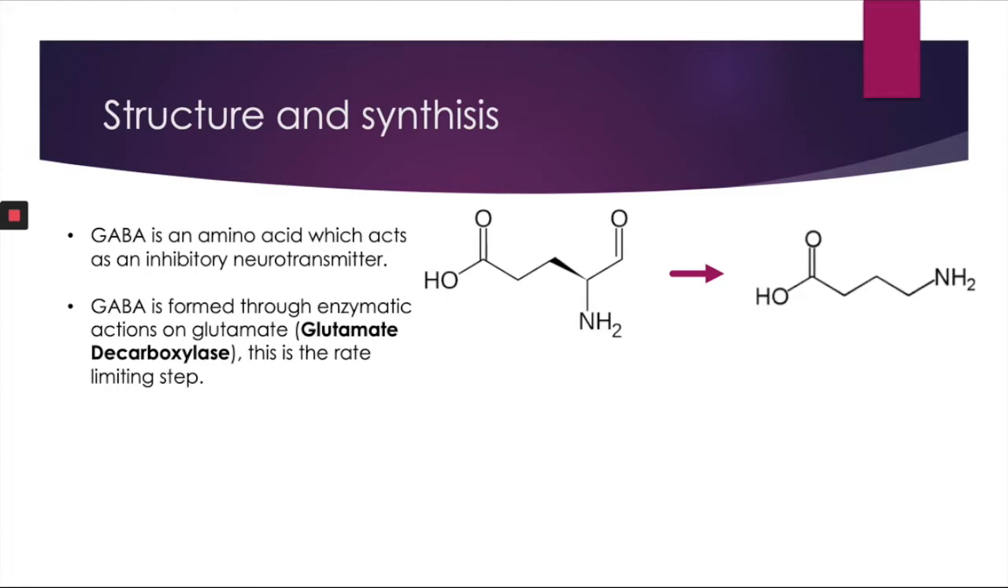GABA is made by a chemical process derived from cellular respiration. Specifically, it starts with alpha-ketoglutarate of the Krebs cycle, which is also known as the citric acid cycle. Alpha-ketoglutarate is modified by the enzyme alpha-oxaloglutarate to create glutamic acid.